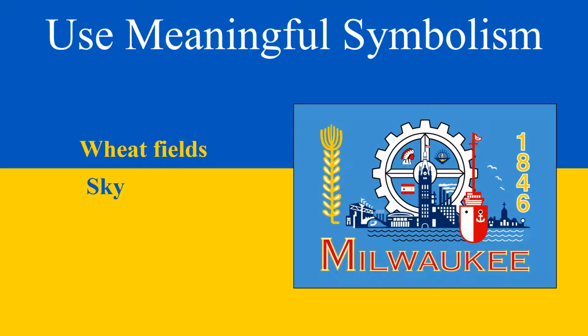Next, here is Ukraine's flag. The Ukrainian flag uses important symbols to represent the country. The blue represents the sky. The yellow represents fields of wheat, which are very common in Ukraine. In contrast, the Milwaukee flag uses lots of symbols, but there are too many. It's difficult to see what's important in Milwaukee. Is it boats? Is it gears? Is it this plant on the left? Or is it 1846?